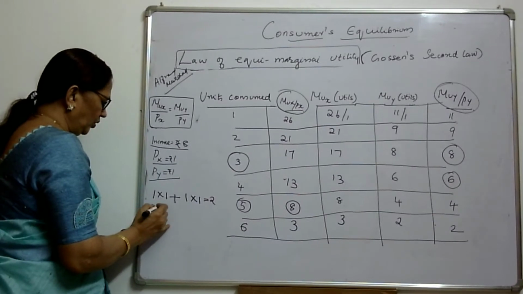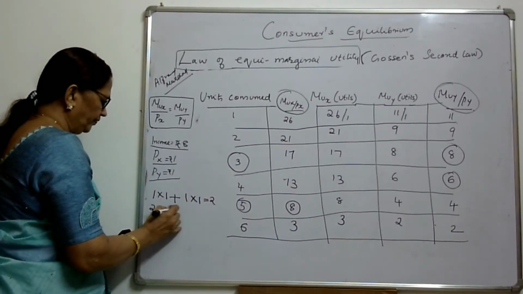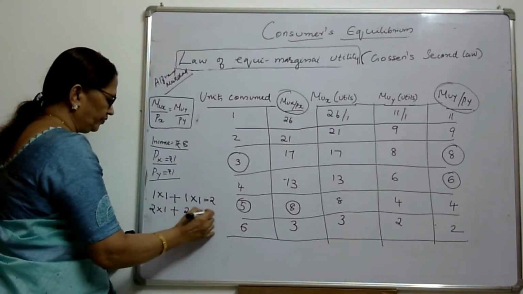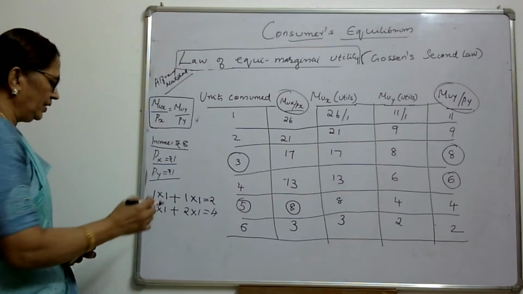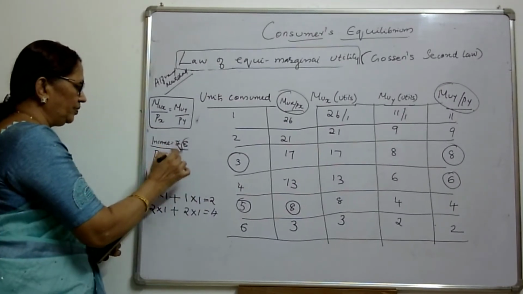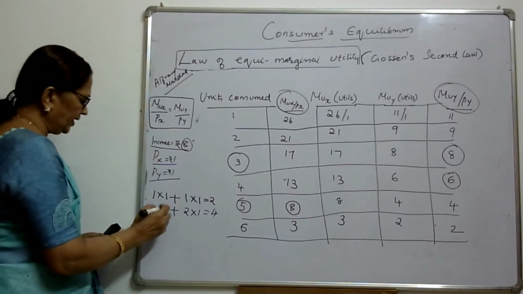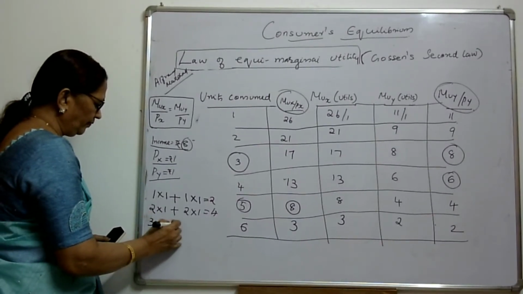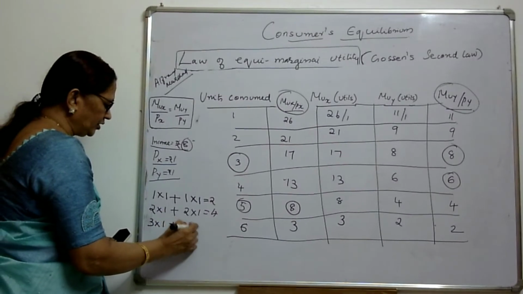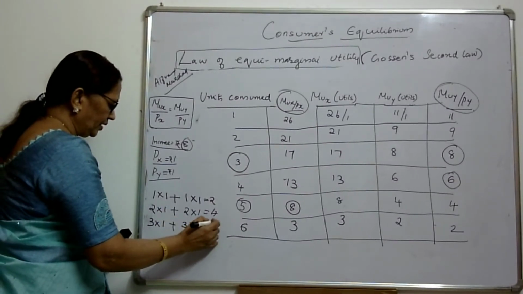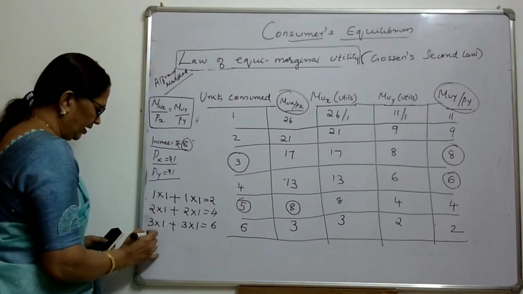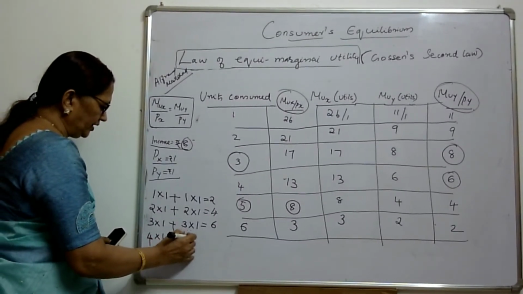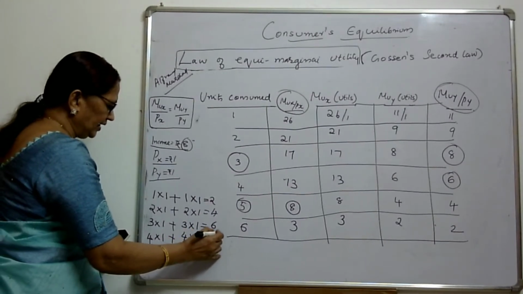If it is 2 units of good 1, that is good X, and 2 units of good Y, that is 4. So here he has 4 more rupees to be spent out of 8. Next one, 3 units of good X plus 3 units of good Y, that is 6, with 2 more rupees. 4 units of good X plus 4 units of good Y, that is 8. It is equal to income.